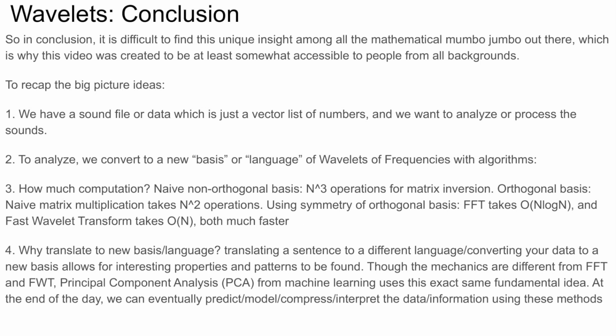How much computation does the algorithm take? Well, if you use a naive non-orthogonal basis, it's going to take n cubed operations for matrix inversion. If you pick a somewhat intelligently orthogonal basis, naive matrix multiplication takes n squared operations. If we pick not only orthogonal, but a symmetric orthogonal basis, like the fast Fourier transform sines and cosines basis, we have order n log n computation cost. And if we pick something that's even more fractally self-similar, like wavelets, it takes only linear time, order n, which is very quick compared to all the other methods.